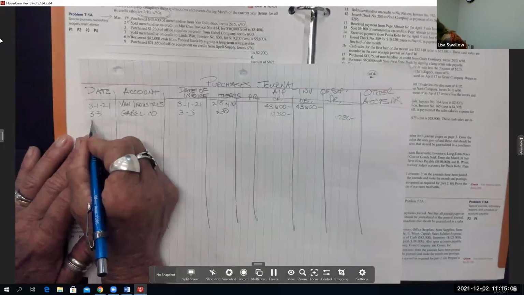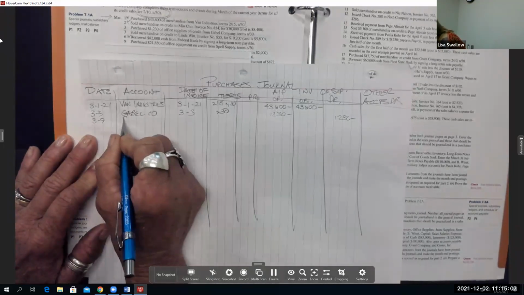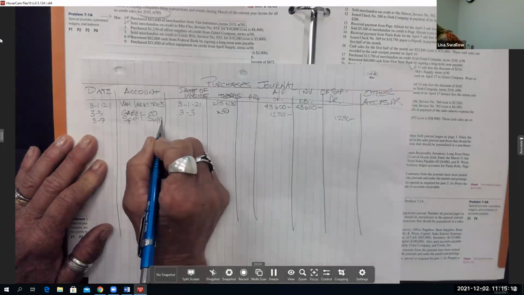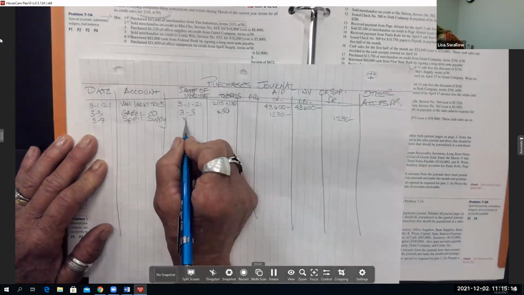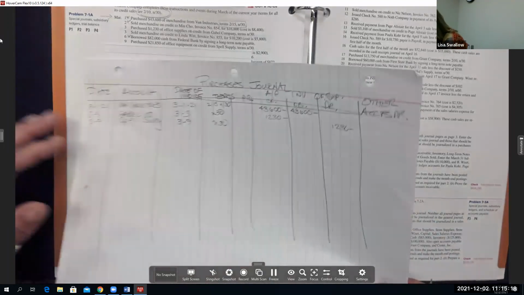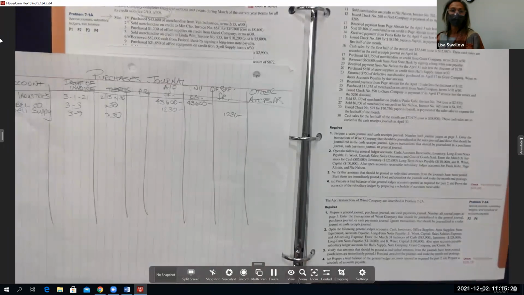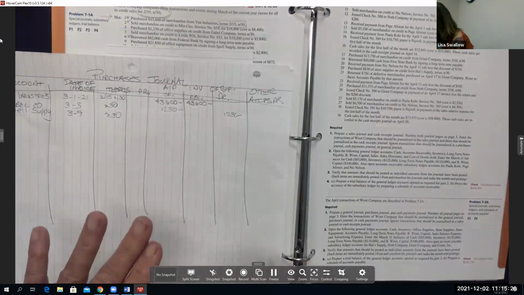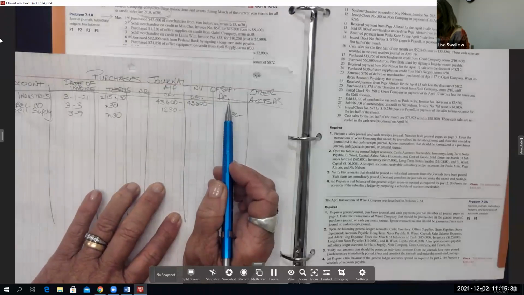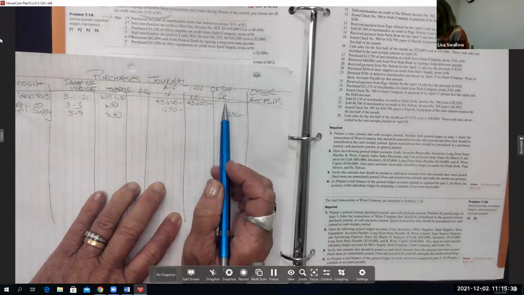Okay, so 3/9, Spell Supply. All right, so what did you do over here in the body of the purchases journal? So I debited office equipment. Okay, is there an office equipment column?